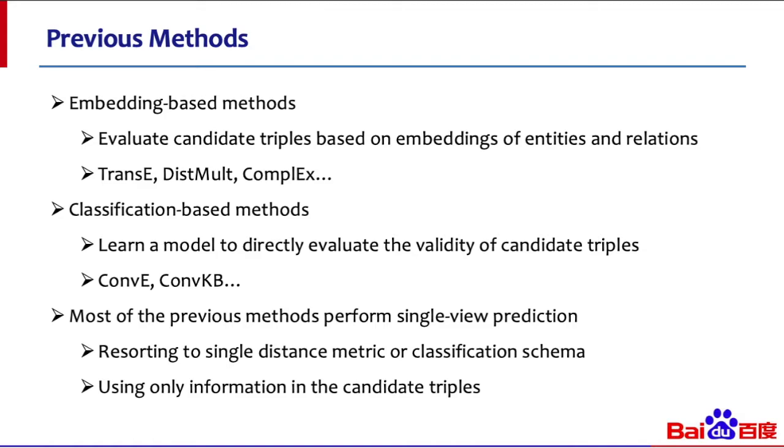Overall, most of the previous methods perform single-view prediction. Single-view means that it resorts to a single distance metric or classification schema, and uses only the information inside the candidate triples. It is a natural idea that different learning views can be integrated for better KGC performance.